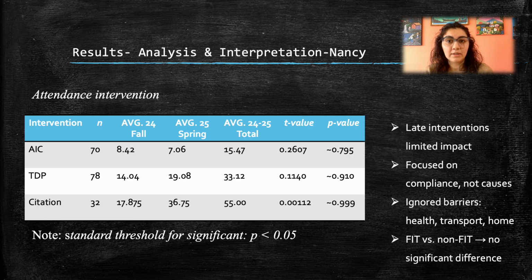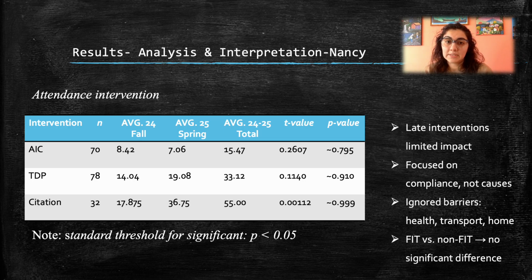The data suggests one clear theme: timing and approach matter. Many interventions began late, often after students had already accumulated high absences, leaving little room for change. More importantly, these interventions were designed to enforce attendance, not to understand it. They didn't address root causes like transportation issues, mental health challenges, or family instability. Even when comparing students in the Family in Transition program to others, we saw no significant differences. That tells us the problem isn't the students, it is the system.